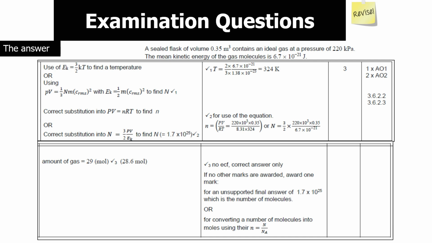the number of moles. So we could say number of moles is PV over RT. We've just worked out what T is. We know R, it's the molar gas constant. It's given in the equation sheet. We've got a value for pressure, 220 times 10 to the 3, because we don't work in kilopascals. And we've got a volume of 0.35. So that allows us to work out how many moles that we have. And then the answer is going to be 29 moles.